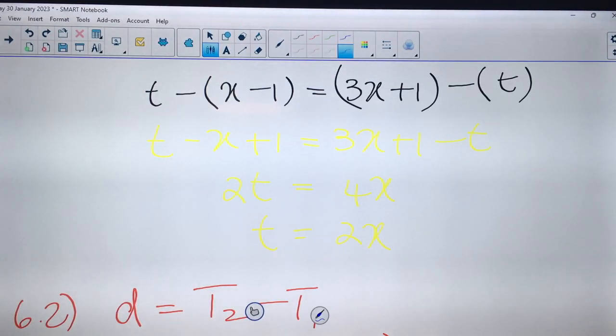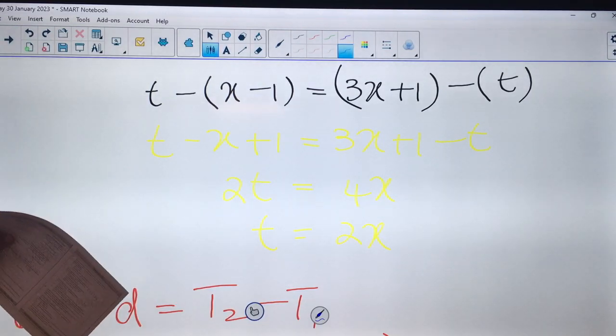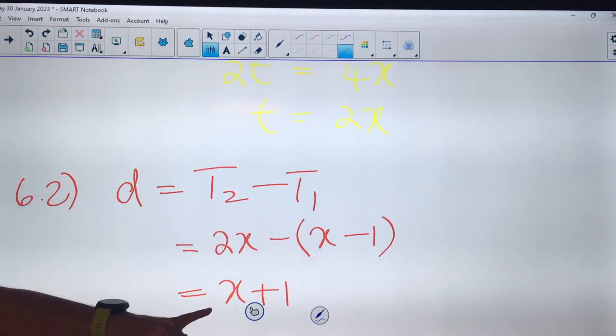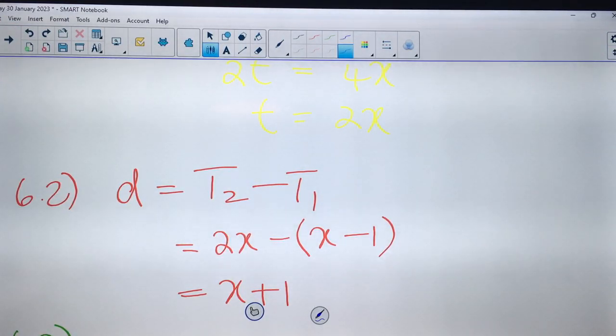Then the second question says, write down an expression in terms of x for a common difference. So common difference we calculate by subtracting 2 terms. That one you got right. That is what you got on your homework as well. You got that right, as far as I can remember.